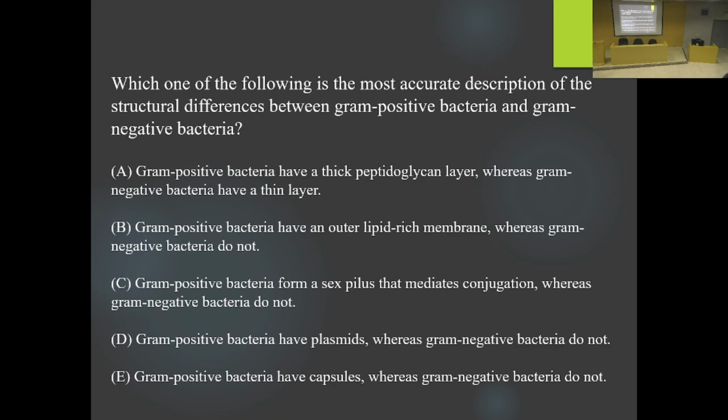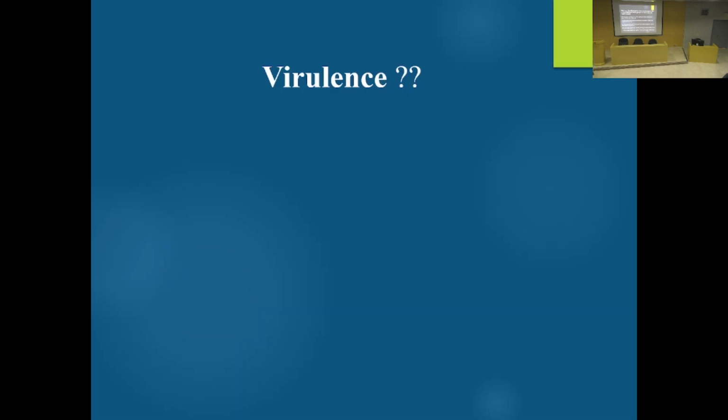So, this is just a small question. If you can tell me which one of the following is the most accurate description for gram positive and gram negative bacteria. I think it's the easiest one. A, okay? The first option itself, you don't have to take a picture. It's the easiest. Anybody in the class can answer this, right? So gram positive has a thick peptidoglycan and gram negative has a thin peptidoglycan.